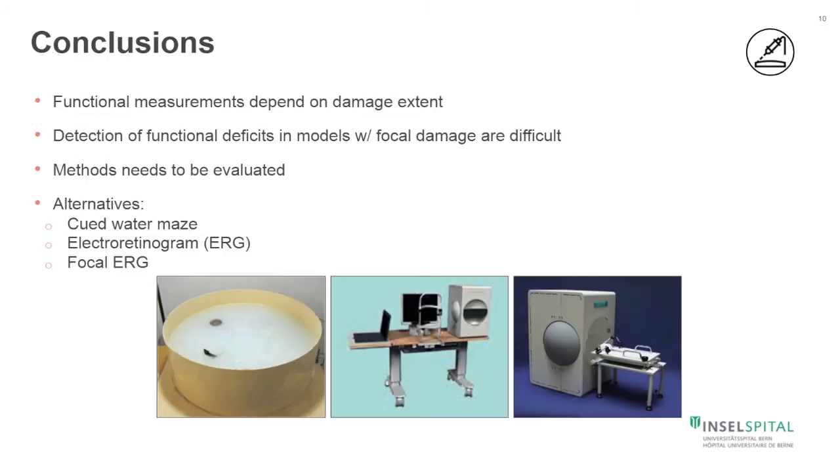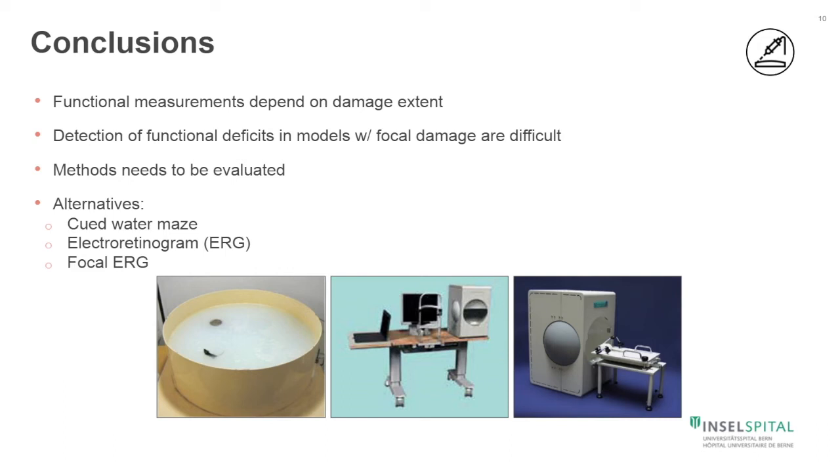That brings me to the conclusions of the first part of my talk. As I showed you, functional measurements always depend on the damage extent. The detection of functional deficits in models with focal damage is especially difficult, as you have just seen in the laser-induced model of retinal degeneration. The conclusion is that you basically always have to evaluate the method of visual measurement, the method of measuring the visual acuity, in your special model.